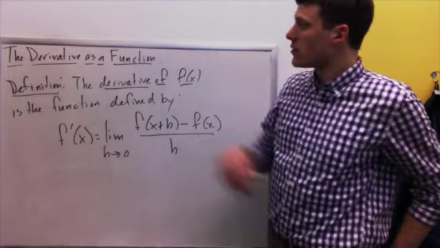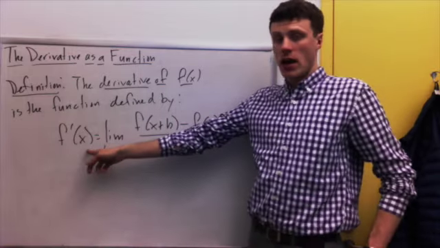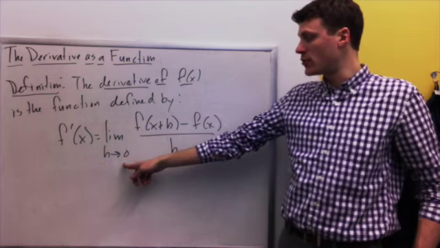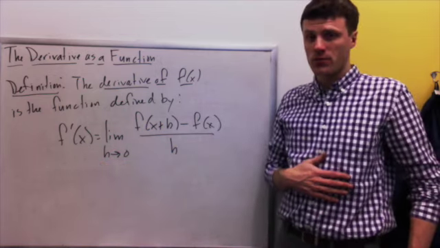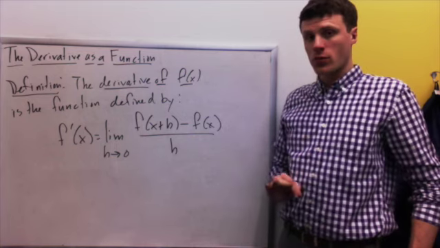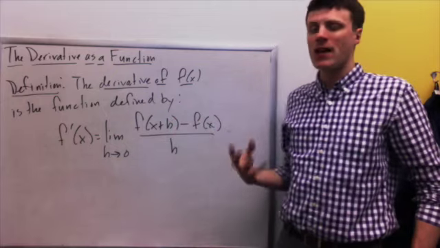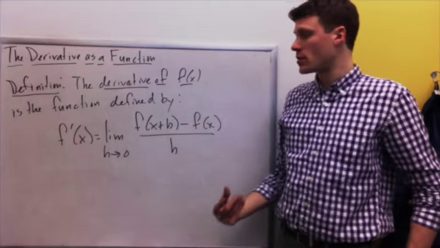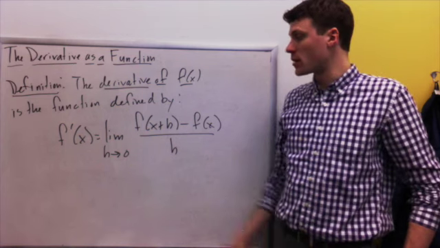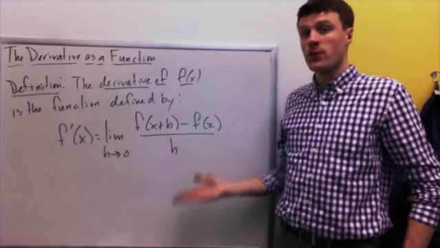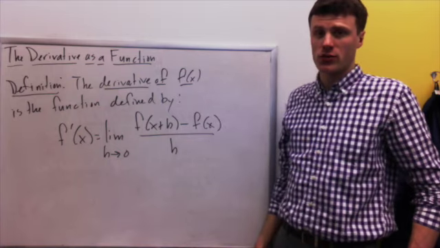Great. So here's the definition. The derivative of f of x is the function defined by f prime of x is the limit as h goes to 0 of f of x plus h minus f of x over h. It's a subtle difference from what we were talking about in the last video. In the last video, I was imagining the derivative as a value, a number. C was a specific number. Plugging it into the formula gave me a specific number. Now I'm imagining that this is a function, and I'm interested in what happens to it as x changes.